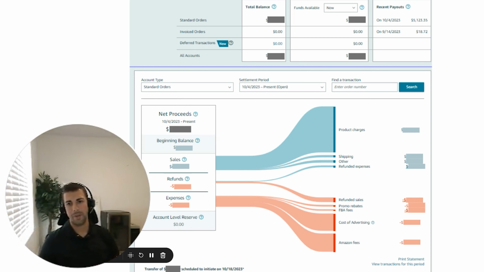Tax requirements: Amazon may withhold funds to cover sales-related tax, requiring you to resolve tax issues before accessing your funds. So this is one thing that, as a new seller, is very important. This is the Amazon reserve tiers.